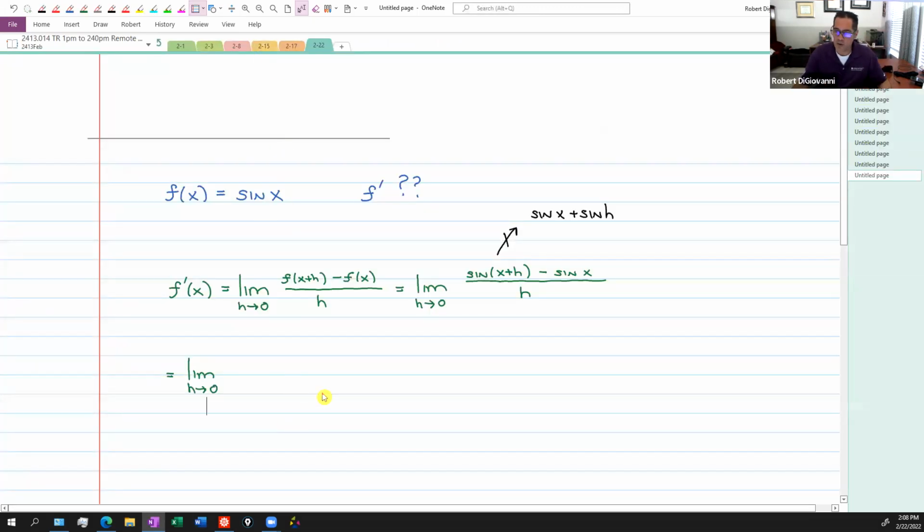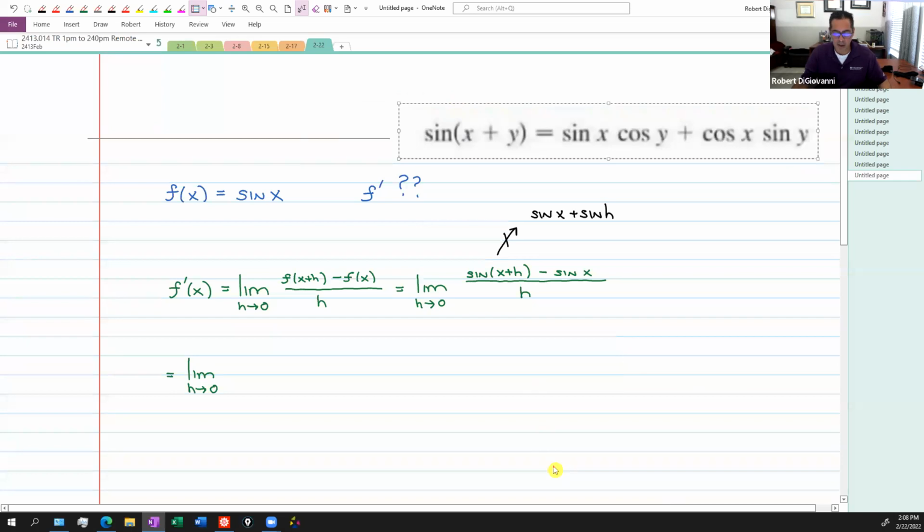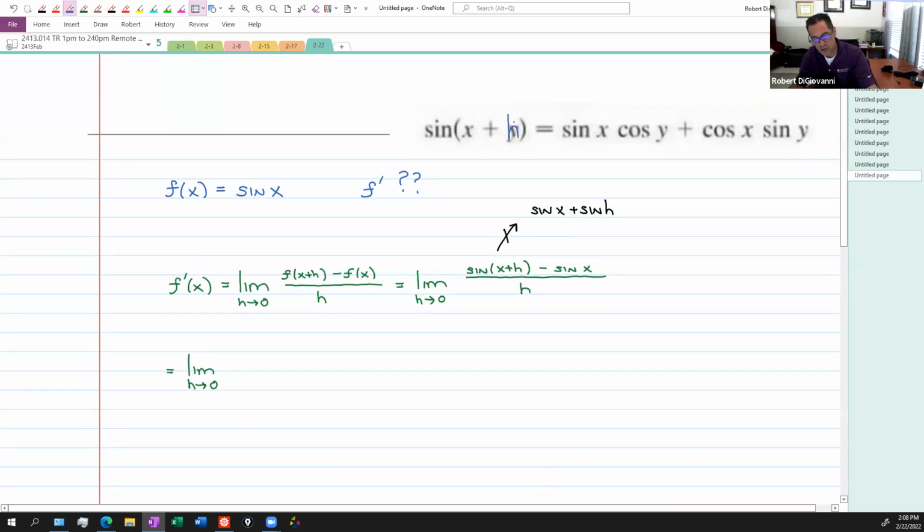Again, I wouldn't expect that you would know how to do this on your own. You're just watching me do it, okay? So I'm going to use that formula. Just remember that for us, we have sine of x plus h, so all the y's here get replaced with h's, right? So this becomes sine x cosine h plus cosine x sine h. That's what this is. And then I still had minus sine x all over h. You with me?